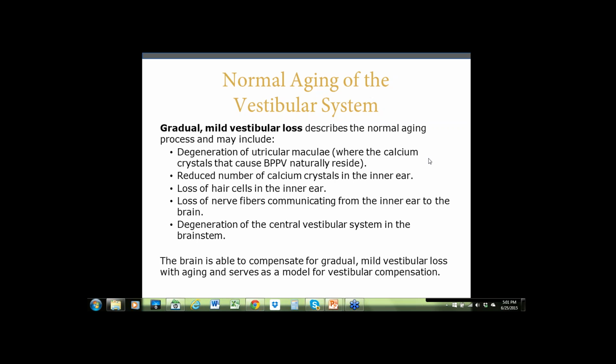So essentially the whole system is subject to aging, but because of the brain's ability to adapt and compensate to a reduction in afferent input from the vestibular system that's occurring gradually and mildly with normal aging, the normal aging process of the vestibular system has been proposed to be a model for vestibular compensation. So essentially, the theory is that if the person's brain is compensating to normal aging appropriately, they won't show any deficits from the gradual mild vestibular loss that they're experiencing.